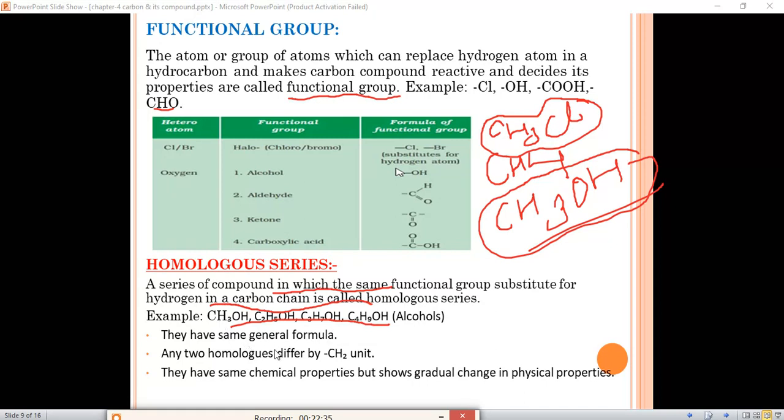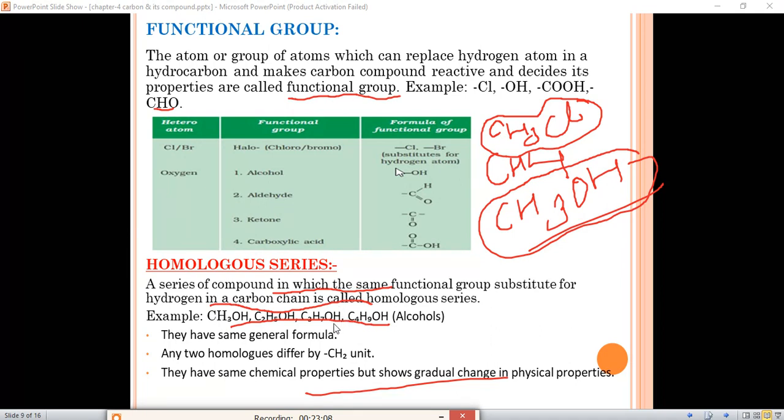They have the same general formula. Any two homologues differ by a CH2 unit. Means the formula of all the alcohols is the same. And suppose if we take the difference between CH3OH and C2H5OH, the difference will be of a CH2 unit. Means between any two homologues, the difference will be of a CH2 unit. They have the same chemical properties but show gradual changes in physical properties. The chemical properties of all the compounds in this alcohol series will be the same, but their physical properties can change.